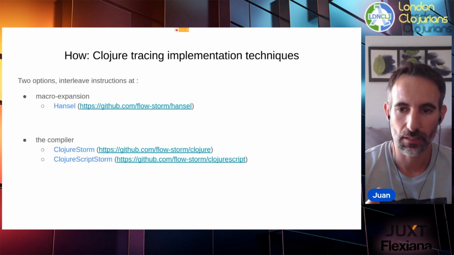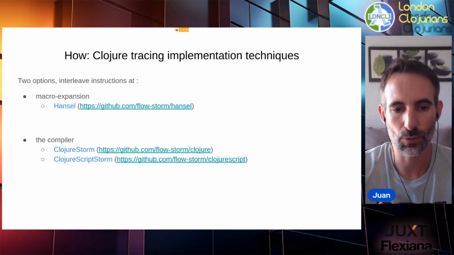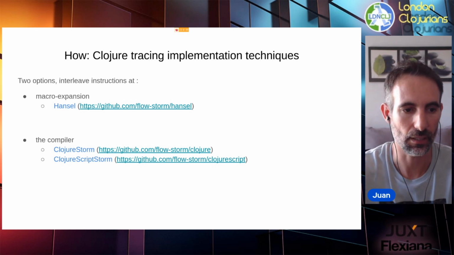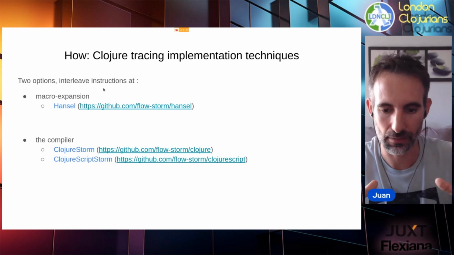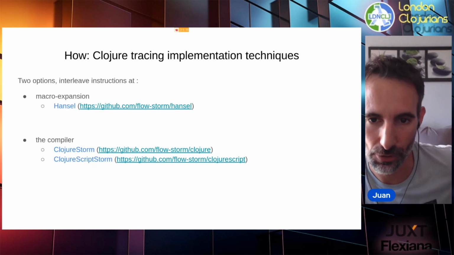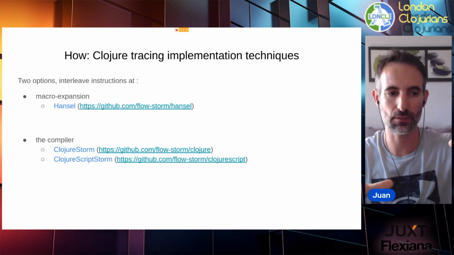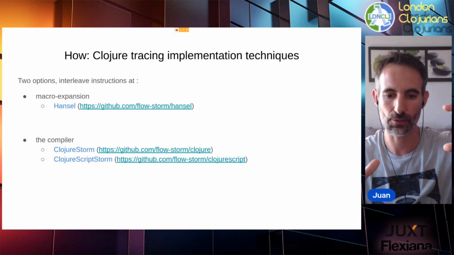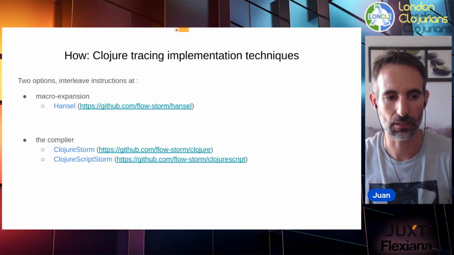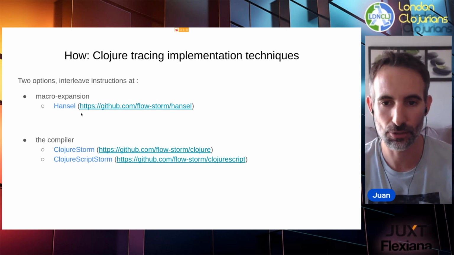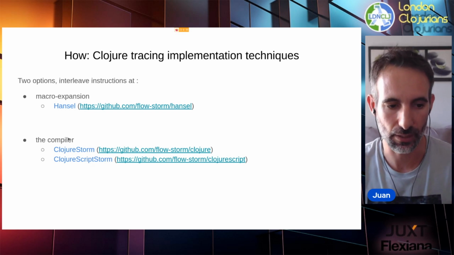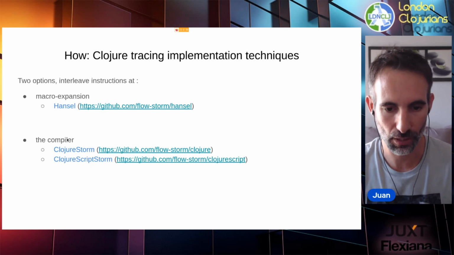How can we do tracing in Clojure? I have been working with two techniques, the old technique that FlowStorm used to use, and a new technique. So there are two options to interleave instructions for some piece of code or an entire code base. One is at macro expansion. So you surround your piece of code with a macro, and when that macro expands, it expands into something that has interleaved instructions. This is implemented in the Hansel library. This is not what we have been running in the demo. We have been running in the demo the other technique, which we'll talk about next.